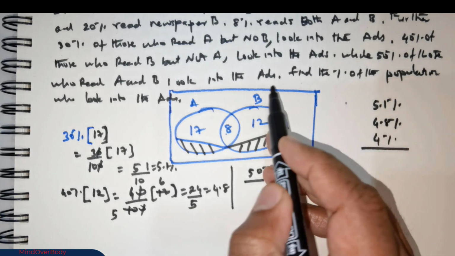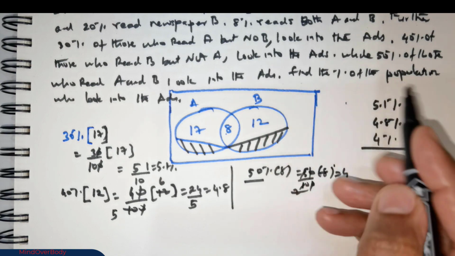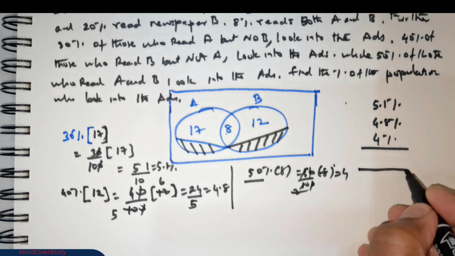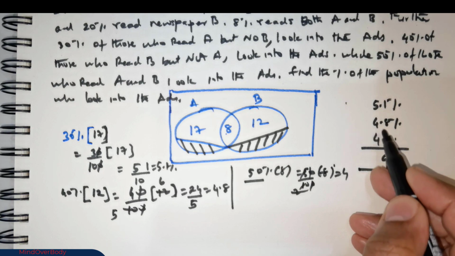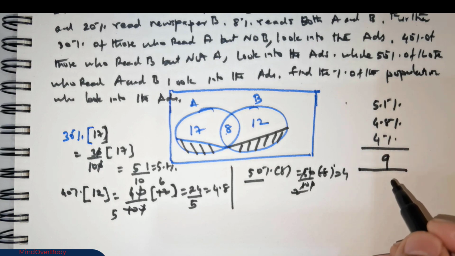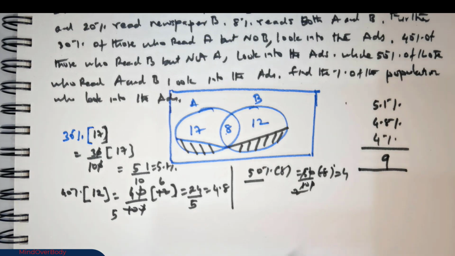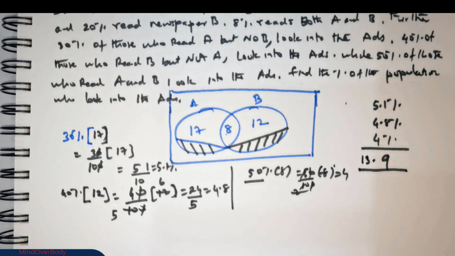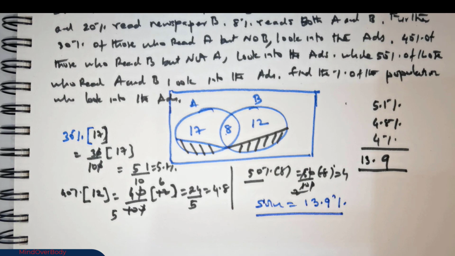So if you were to add, it says find the percentage of the population who look into the ads. So find the total net. So total net is received by adding this, 8 plus 1 is 9, that's going to give me 9. 4 plus 4 is 8, and that has to be added with another 5%. That's going to be 13.9. So let me complete it. So the solution is 13.9%. Let's move on to the next question.